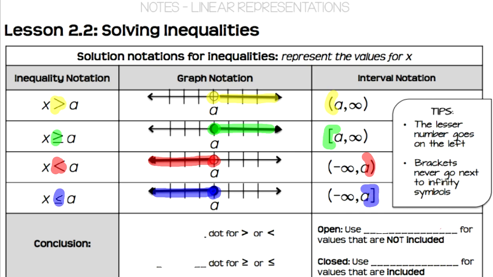Okay, so some key tips that we want to remember here when we're writing interval notation specifically is that the lesser number always goes on the left, and brackets never go next to infinity symbols because we can never actually get to infinity, so it's not something we can actually put a dot on the number line on, so we can't include it in our solution set.